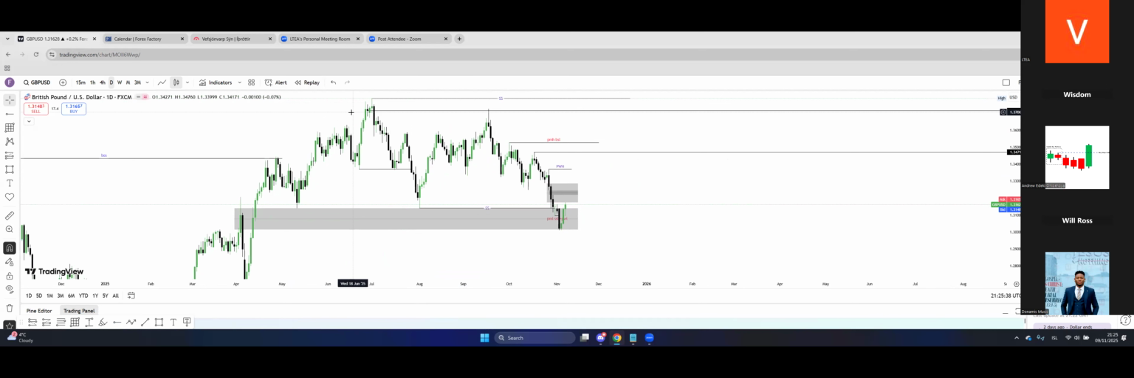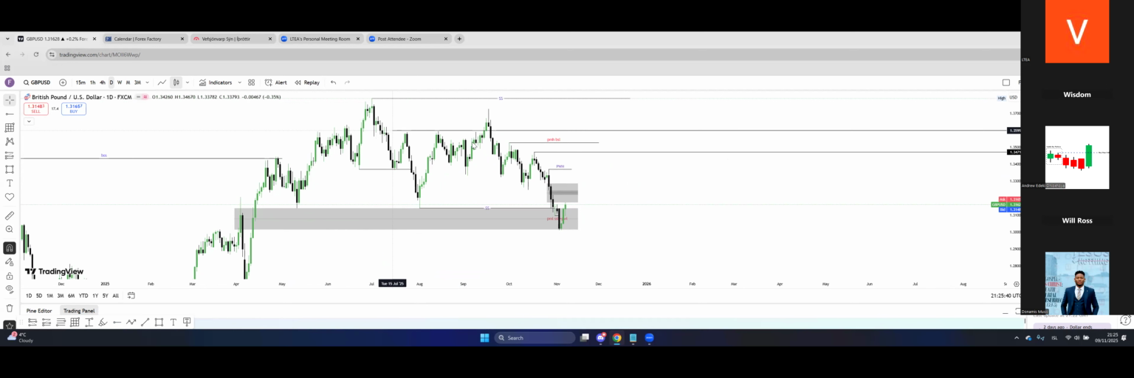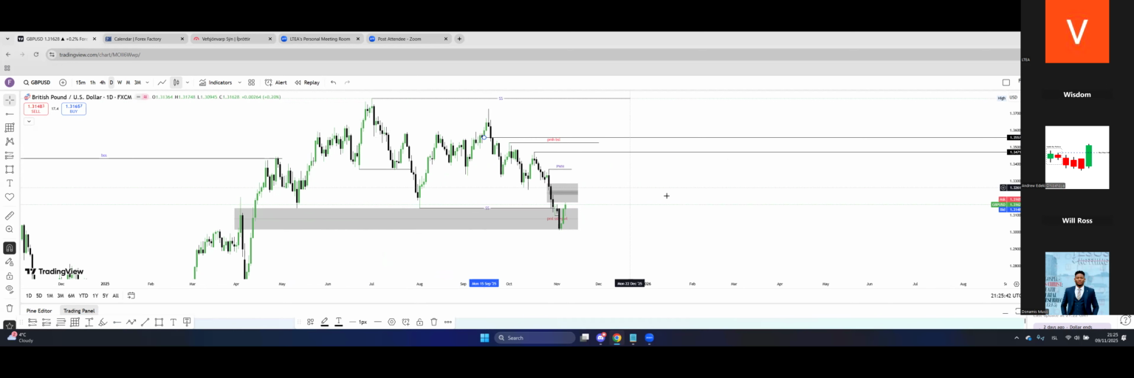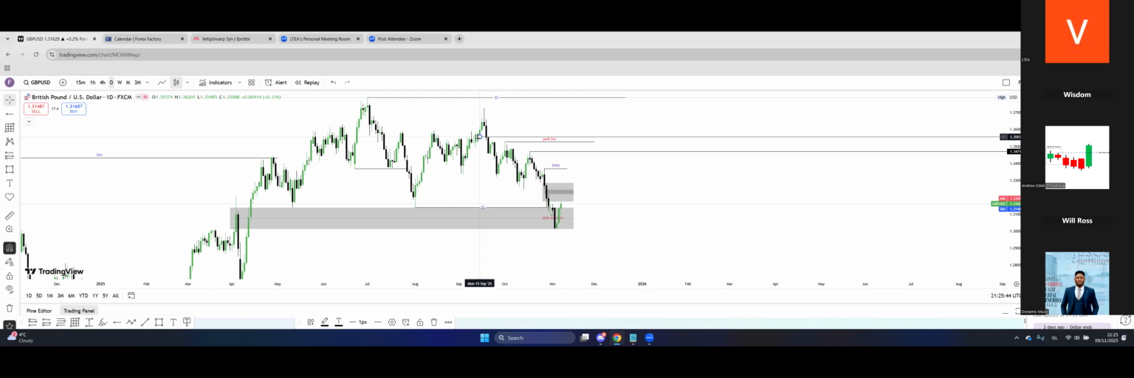Now, what are we expecting? Are we expecting price to move back into this area? I mean, we have a lot of areas here. Or this area right here.